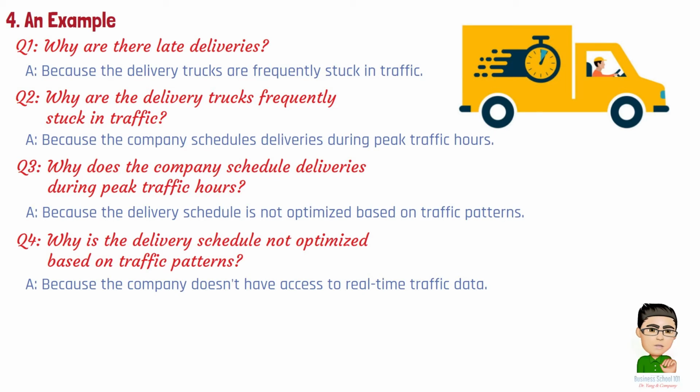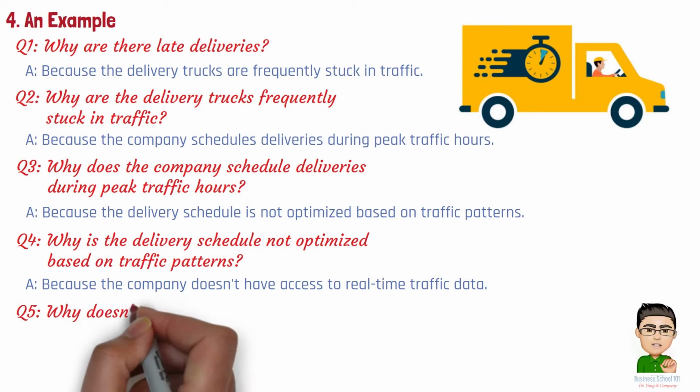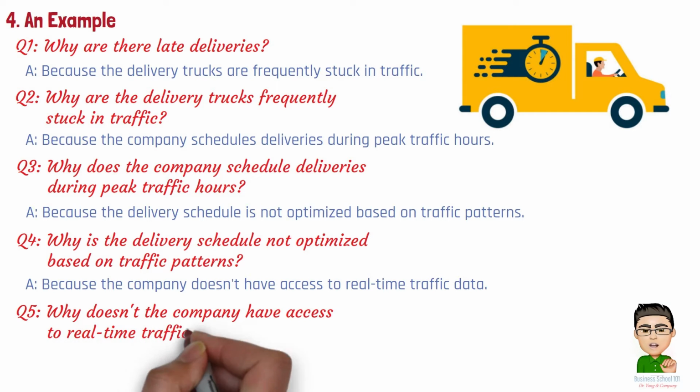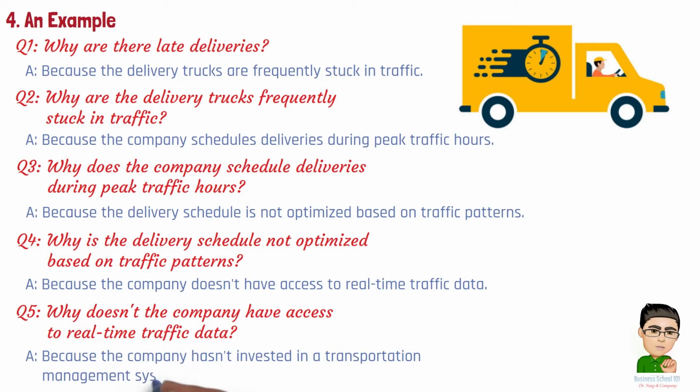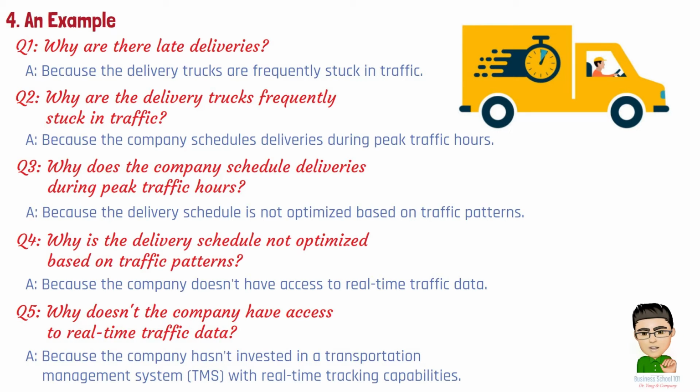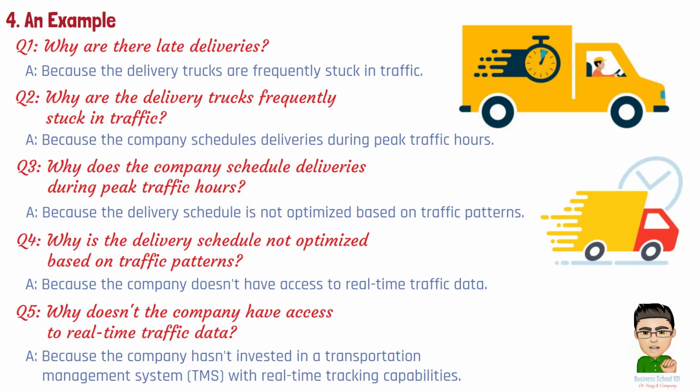And now, the fifth and final question. Why doesn't the company have access to real-time traffic data? Because the company hasn't invested in a transportation management system, TMS, with real-time tracking capabilities. Now, with this insight, the company can consider investing in a TMS to optimize delivery schedules, reduce traffic-related delays, and ensure timely deliveries.